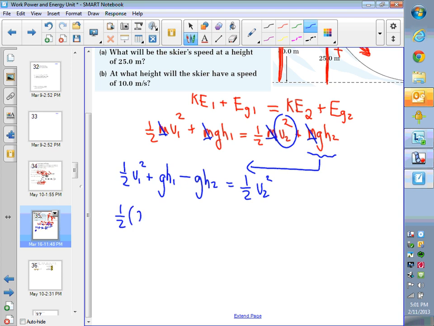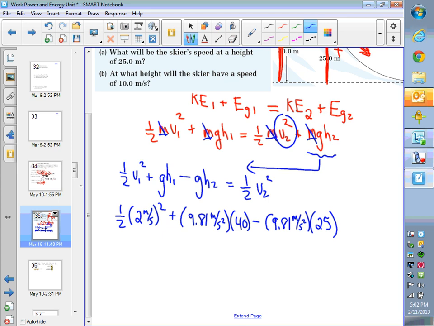The initial velocity was 2 meters per second and we're going to square that. Then we have 9.81 meters per second squared is gravity, and the initial height was 40. Then we're going to subtract 9.81 meters per second squared times the second height of 25.